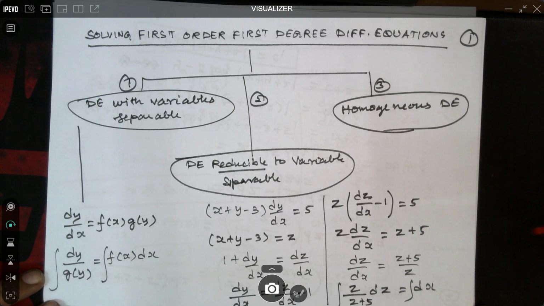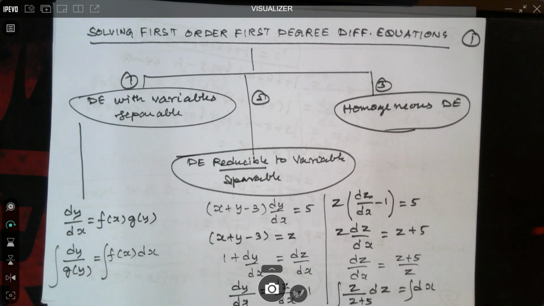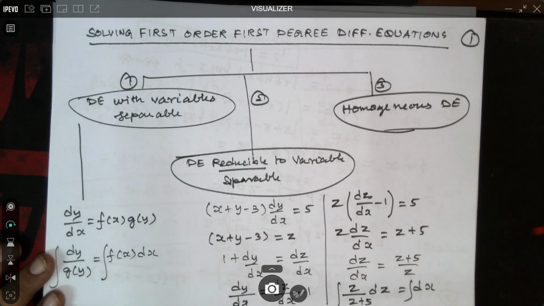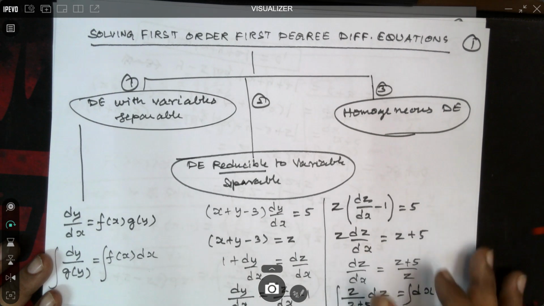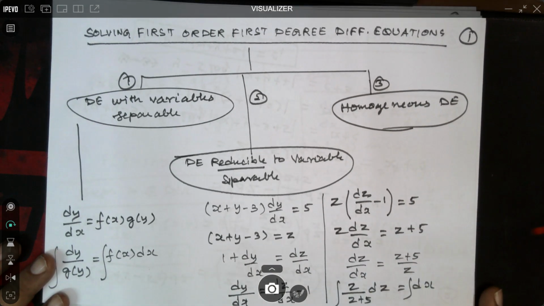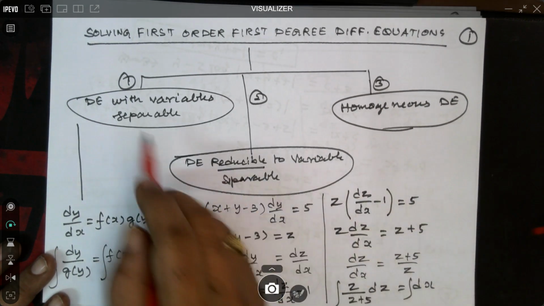Differential equations. Let us discuss the methods of solving first order, first degree differential equations. But before that, we will try to identify the types of differential equations so that this will be helpful for us to adopt the suitable method. We have three types of first order, first degree differential equations.